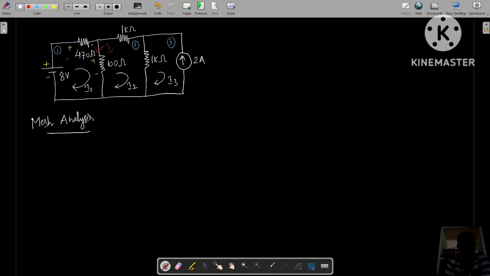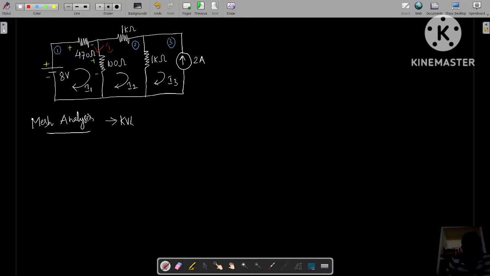This is KVL, whose application is mesh analysis. Mesh analysis is the application of KVL, which is nothing but Kirchhoff's voltage law. The sum of voltages in a particular loop, whether voltage rises or voltage drops, is equal to 0. This is called KVL. Now I am applying that KVL to this loop.